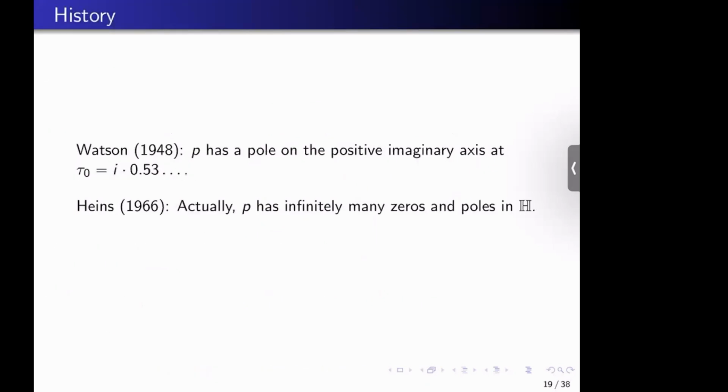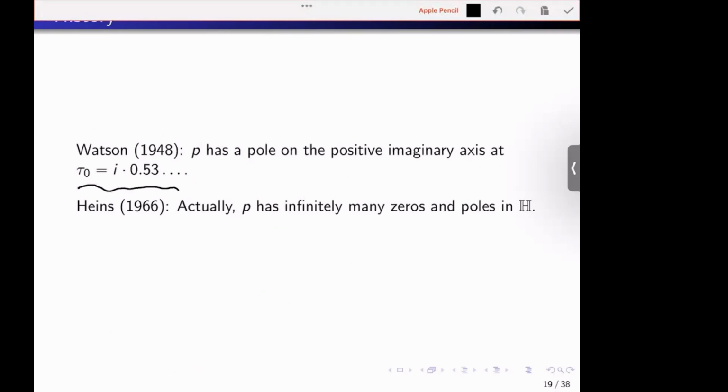Let me say a few words about the history here. So this function P, of course, has been known for a long time and has been studied. For example, there is a paper by Watson from 48 where he investigated the poles of this function P. And he noticed, and this is really a very simple observation, that there is a pole on the positive imaginary axis, and Watson actually computed this zero to great accuracy.